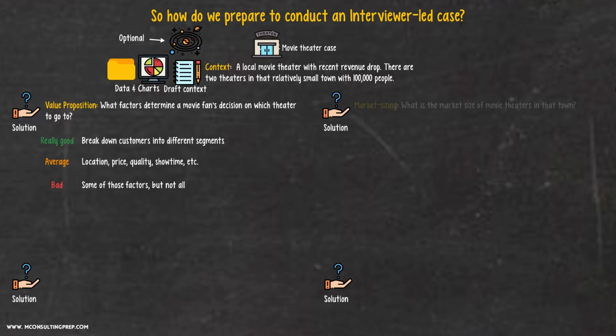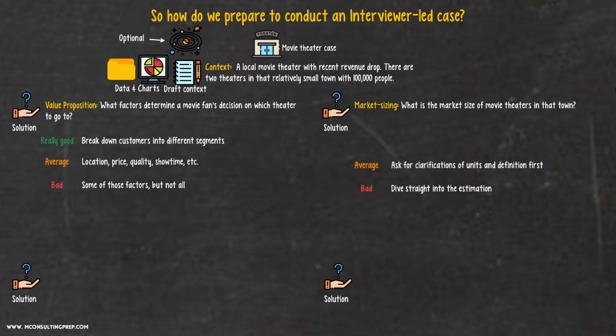Question 2, market sizing. What is the market size of the movie theaters in that town? A bad answer would dive straight into the estimation. An average answer would ask for clarifications of units and definitions before jumping into the calculations. A great answer would take into consideration all qualitative insights already given in the case and even attempt to gather more, then breaking down the market sizing problem where each branch can be easily estimated.